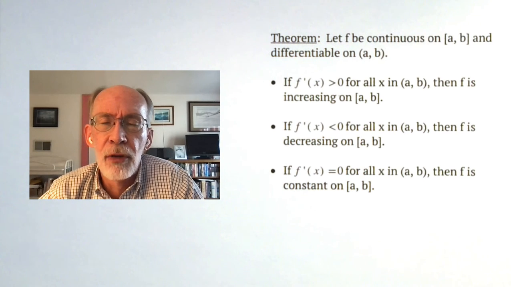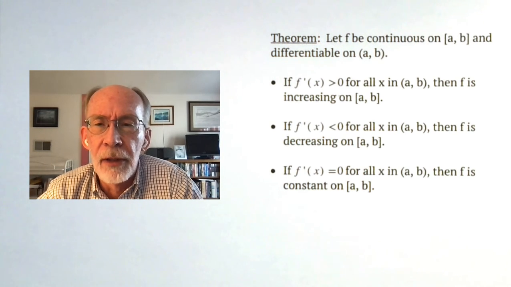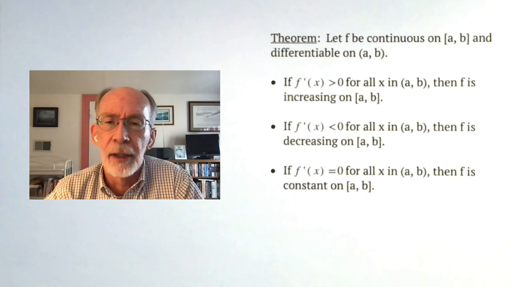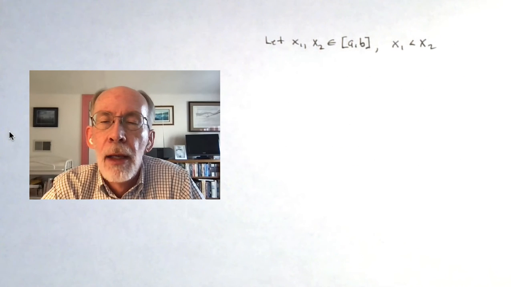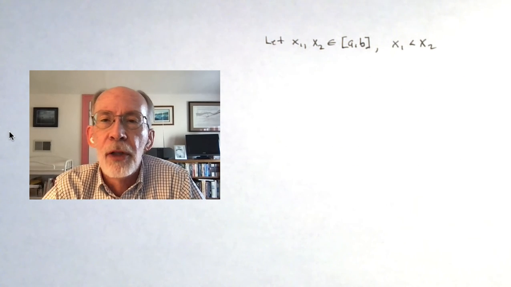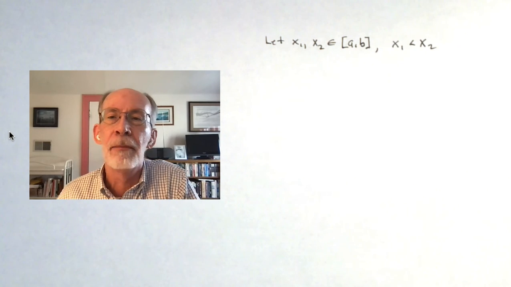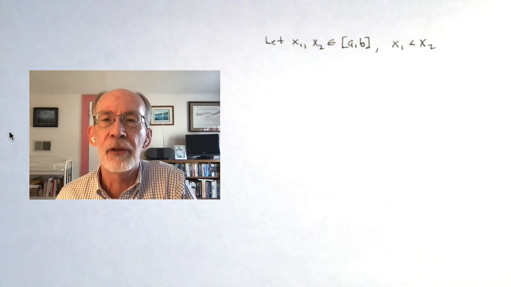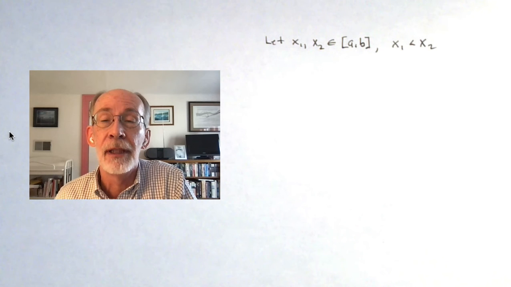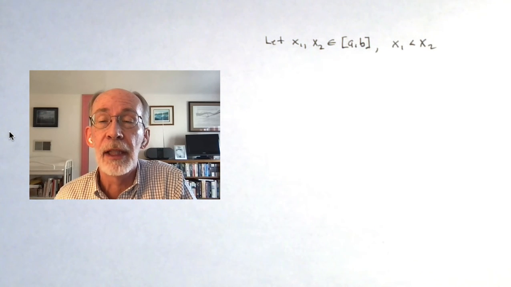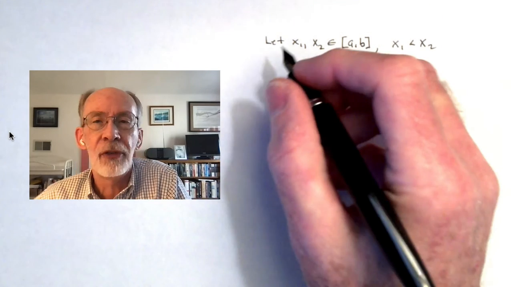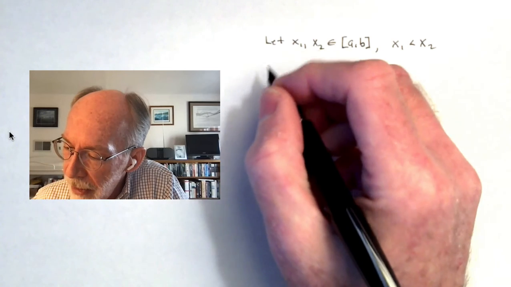So let's go ahead and prove the first part of this theorem with the understanding that the proofs of the other two are going to be very similar in spirit. So we're going to be on some closed interval AB. x1 and x2 are values in that interval. x1 is less than x2, and f is going to be differentiable on the open interval and continuous on the closed interval. And because f meets those conditions, it's eligible for the mean value theorem.